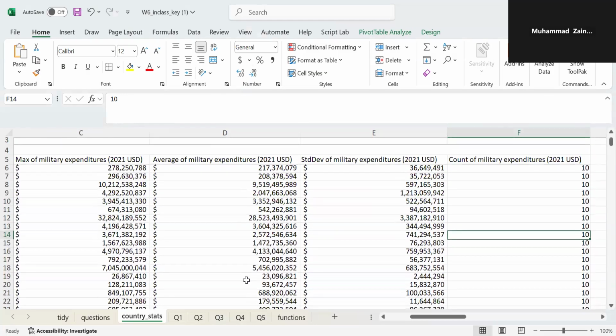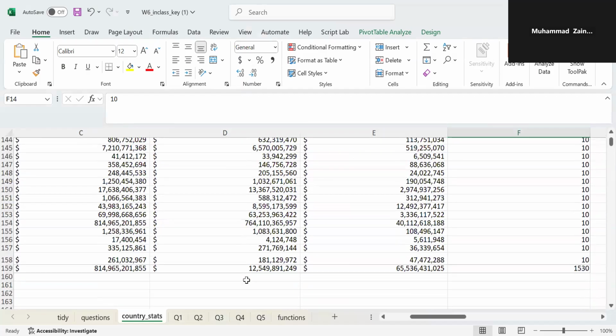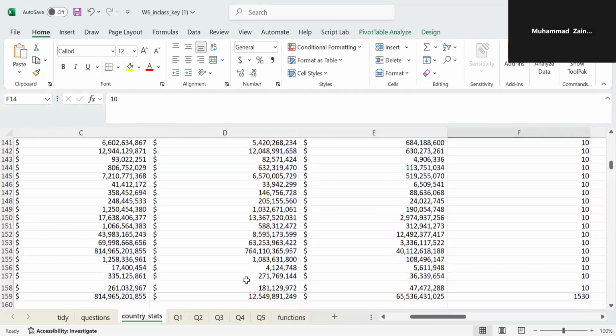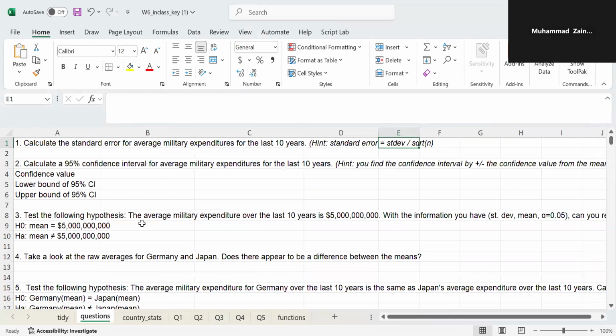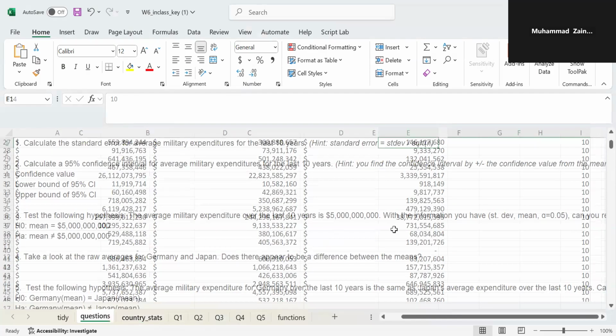What we are basically going to do is question number one: calculate the standard error for average military expenditures for the last 10 years. The formula for standard error is standard deviation divided by square root of n. And we have the standard deviation in the country stats.